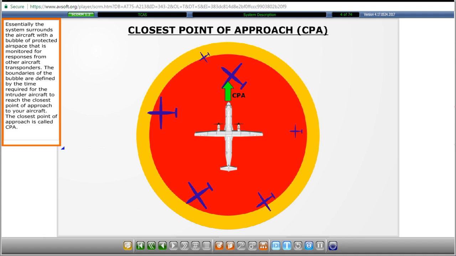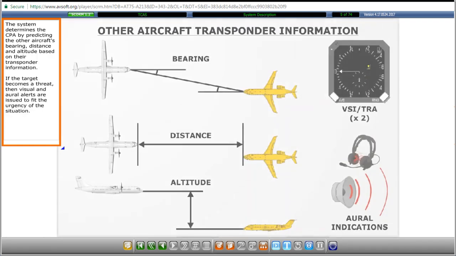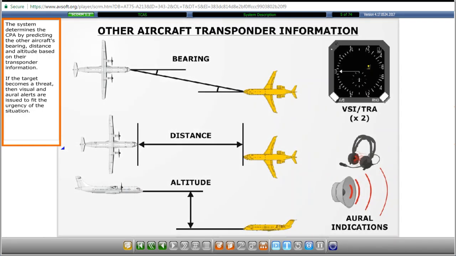Essentially, the system surrounds the aircraft with a bubble of protected airspace that is monitored for responses from other aircraft transponders. The boundaries of the bubble are defined by the time required for the intruder aircraft to reach the closest point of approach to your aircraft. The closest point of approach is called CPA. The system determines the CPA by predicting the other aircraft's bearing, distance, and altitude based on their transponder information. If the target becomes a threat, then visual and oral alerts are issued to fit the urgency of the situation.